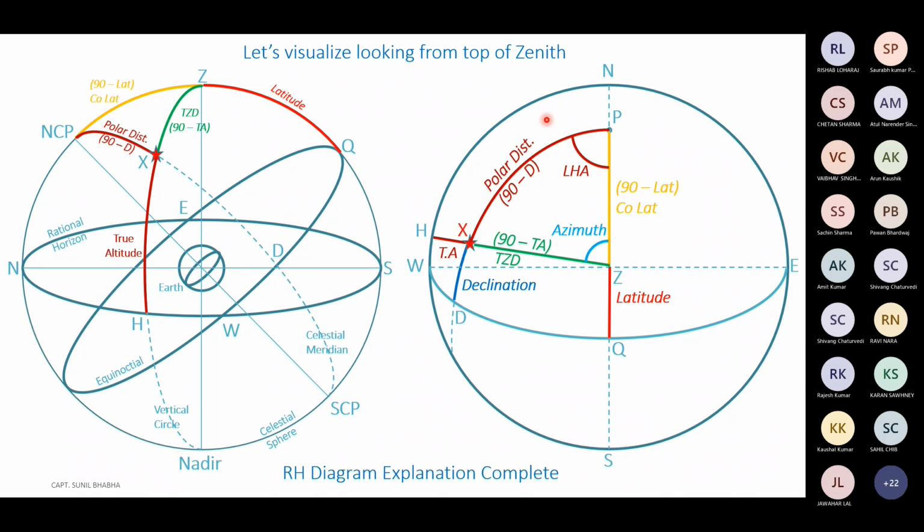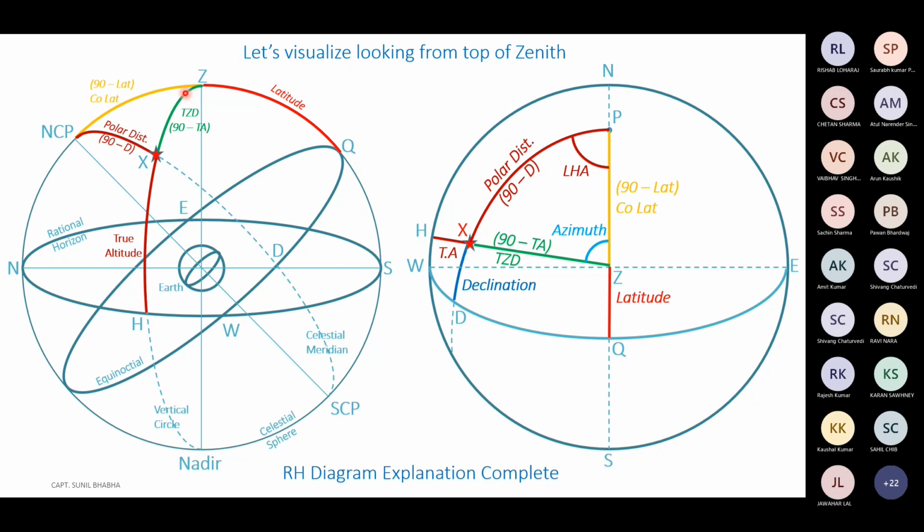Now we have understood the PZX triangle well. We have seen the three sides. We have seen the two angles. If you look more carefully at this PZX triangle, you will see that it is a spherical triangle. This fulfills the condition for a spherical triangle. It is made on the surface of a sphere, that is the celestial sphere, and all three sides of this triangle are arcs or parts of great circles.